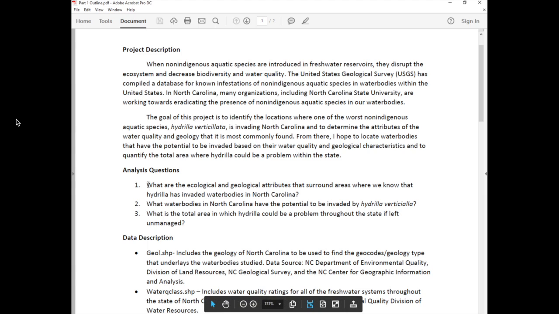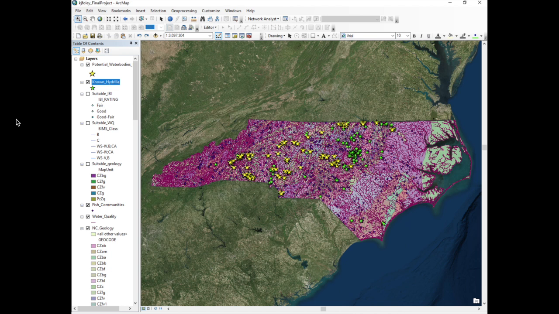My 3 analysis questions for my project are: 1. What are the ecologic and geologic attributes that surround areas where we know that Hydrilla has invaded water bodies in North Carolina? 2. What water bodies in North Carolina have the potential to be invaded by Hydrilla? And 3. What is the total area in which Hydrilla could be a problem throughout the state if left unmanaged?